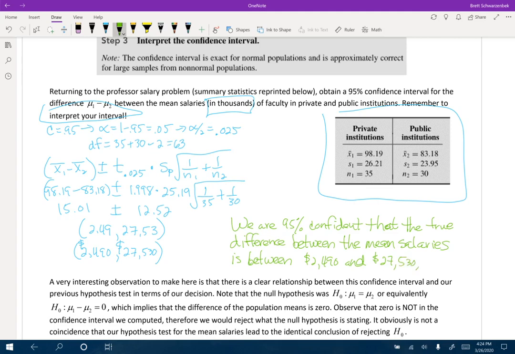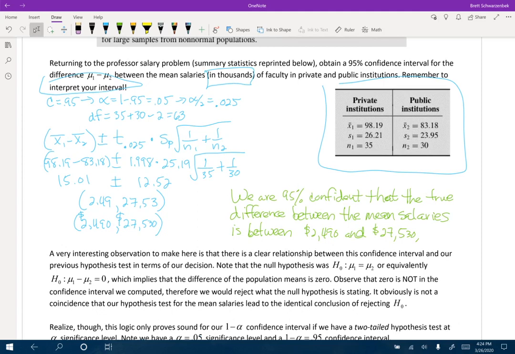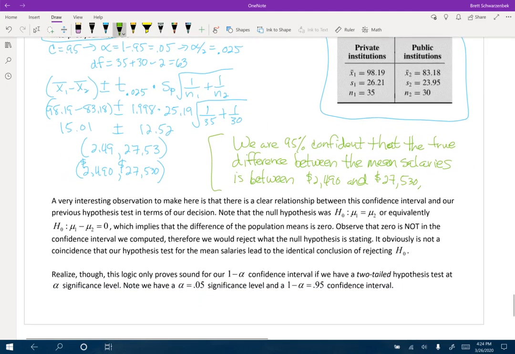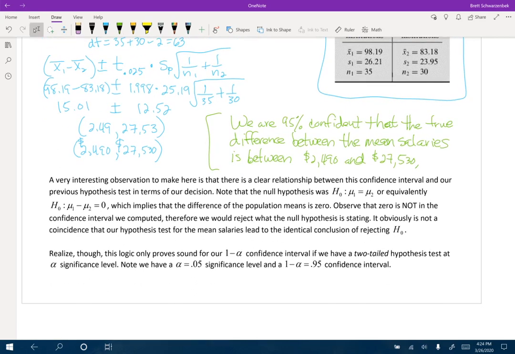So note, we're not estimating a true mean value, we're estimating a true mean difference. Obviously, I could have made this much larger, right? I could have said, difference between the mean salaries of private and public institutions, but for me, this is good enough so that you have an idea of what you're supposed to be doing. As always, you're asked to interpret things quite often, so be aware of that.